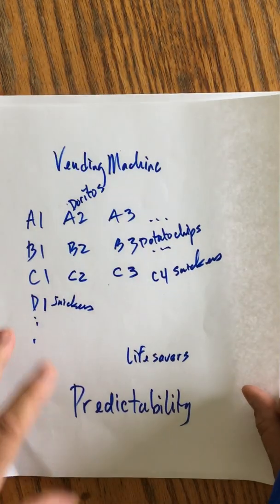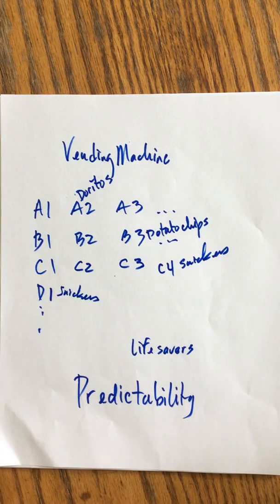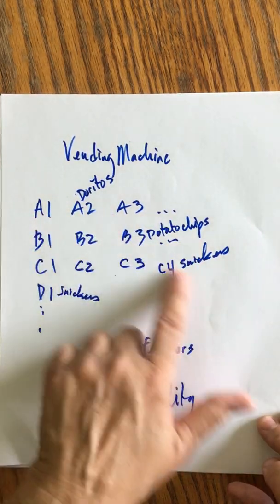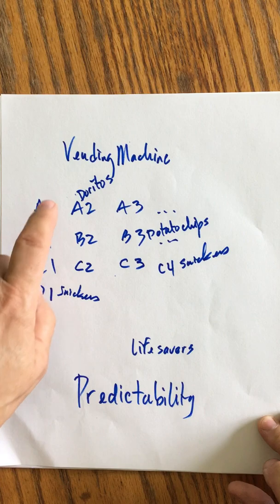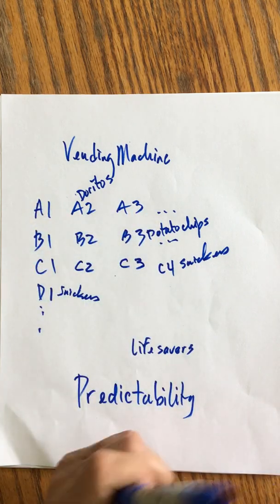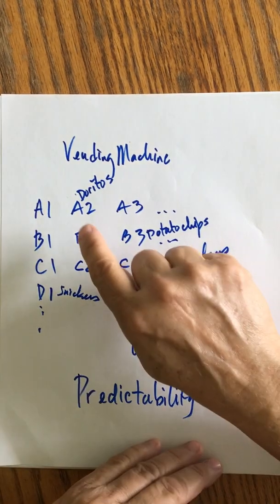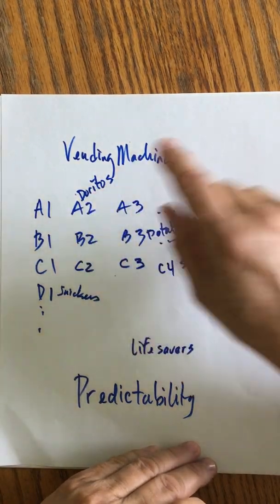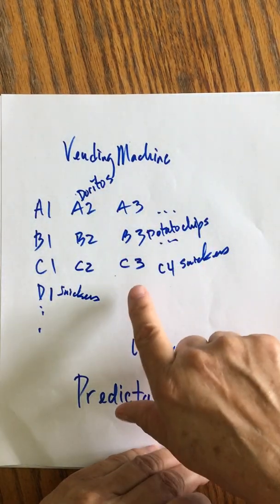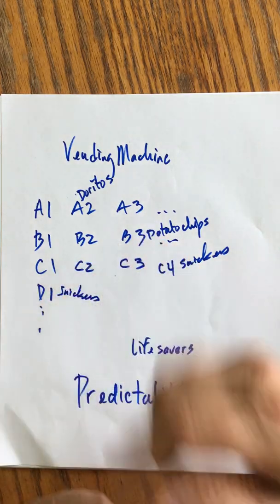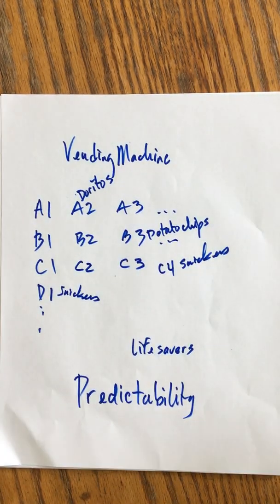So let's take another example. Let's say you take a vending machine, and if you recall, on a vending machine, essentially what you have, you usually have rows, and each row has a number, and for each number there's an associated food item, right? So let's say A2 has Doritos, and B3 has potato chips, and C4 has Snickers, and D1 has Snickers. So is this a function?